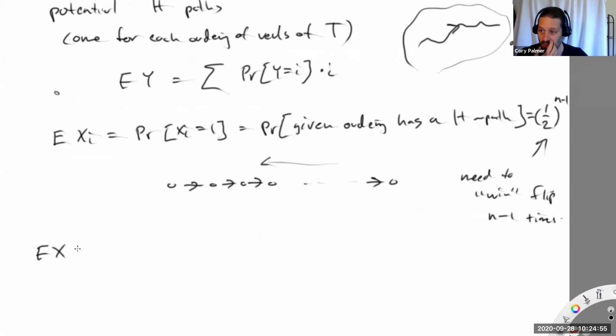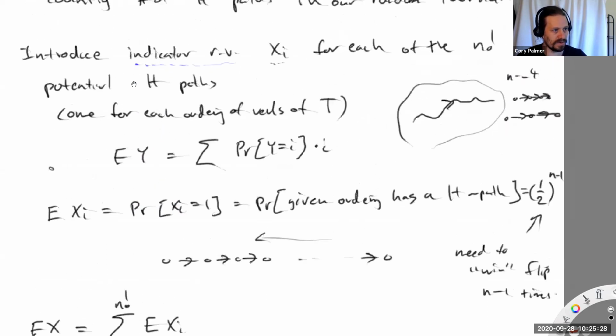As I warned you, we need to know the expectation of x, the total number of Hamiltonian paths, because if we know that, we know there exists one of the objects in my probability space that beats x, or is at least as large as x. Okay, so the expectation of x is the expectation of the sum of all the indicator variables, i equals 1 up to n factorial. This is linearity of expectation.